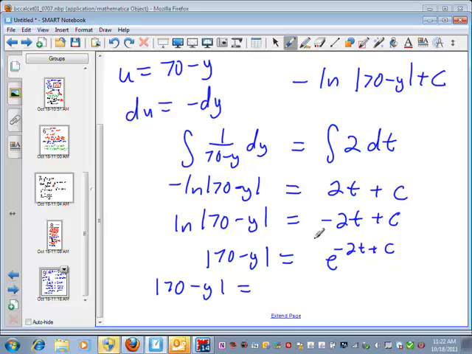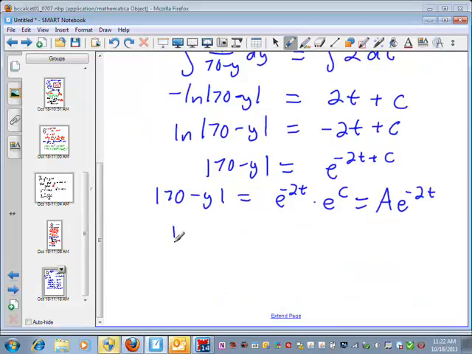We good here? We should remark that this is e to the minus 2t times e to c, e to the constant. Right? So that this is just a constant. That's just another constant. And we'll write it as a e to the minus 2t. Okay.